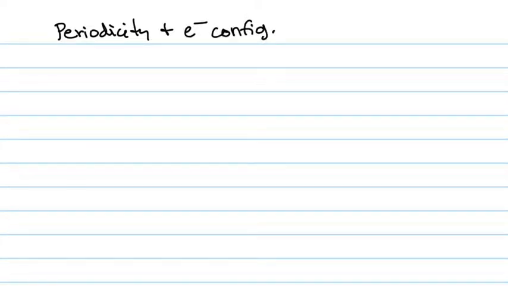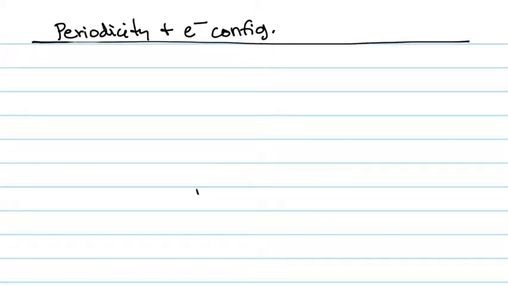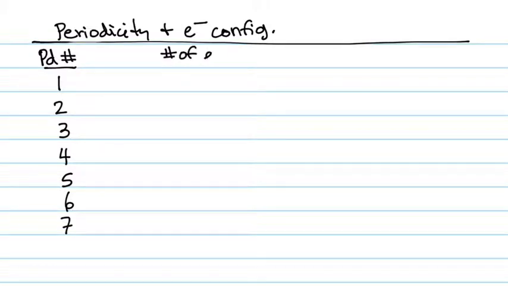Now we're going to do a little correlation between periodicity and electron configuration. So periodicity, electron configuration, and we've got three different pairings that we're going to look at here. Let me erase some of these stray marks. Period number. We've got how many periods on the periodic table? Hopefully you answered 7. That's for our modern periodic table. The number of elements within that period.